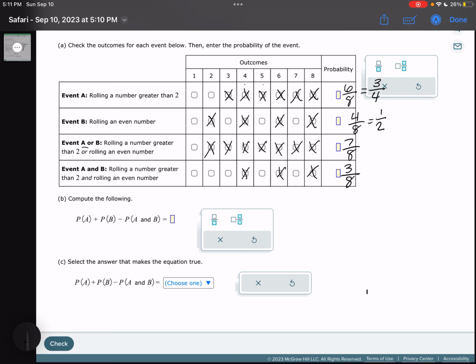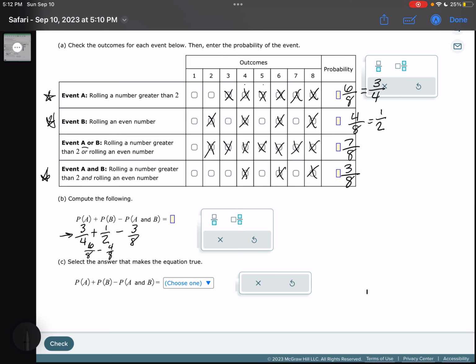So I need to then compute the following. Event A, which was this one here, so 3 over 4, plus event B, which is 1/2, minus A and B, which is that one, 3 over 8. You'll need some common denominators here again, so it is going to be 6 out of 8 minus 4 out of 8.